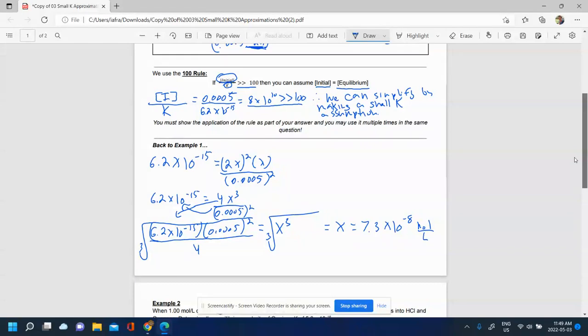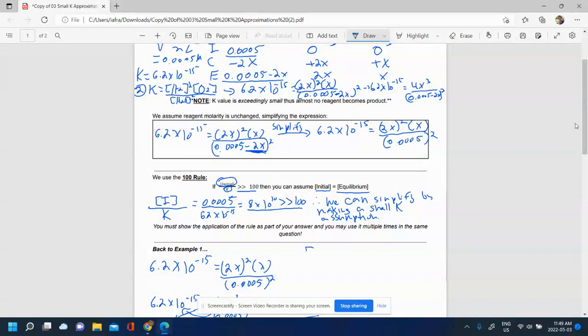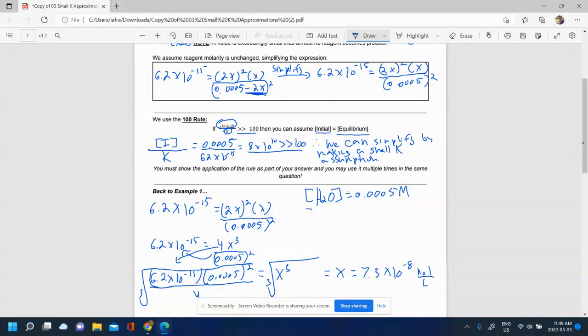So now all we need to do is go and find our final concentration. So we know the concentration of the H2O at equilibrium is about 0.0005 molar because we made that assumption because of the small K approximation. So now we need to find the H2 and the O2.